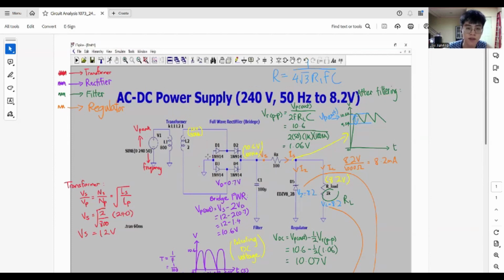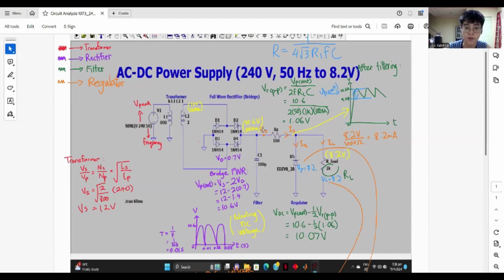After that, we do the same thing for the negative half cycle. From the ground, we move through D1. D1 is forward biased and turned on, then minus the 12 volts, and then D4, another silicon diode, which is forward biased and turned on. We get the same value for the V out peak, which is also 10.6 volts. Then we move to the capacitor. Using the formula for V peak to peak, V peak to peak is the voltage from the highest peak to the lowest peak.